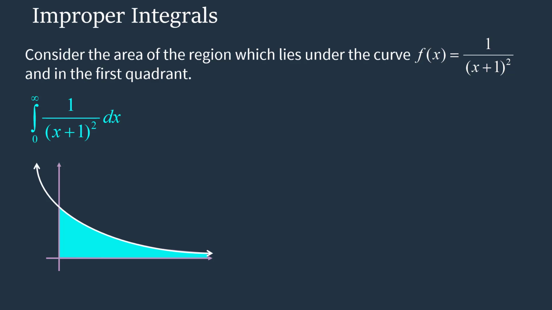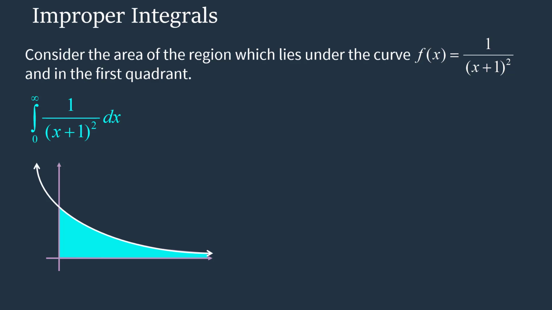So let's suppose that you have a region that lies under the curve 1 over (x plus 1) squared that also lies in the first quadrant. I've shaded in the region that's important. Notice that the region is unbounded. That means that the shape is infinite in size. It goes to the right forever. So most people look at that and say that the area that you see in blue must be finite.